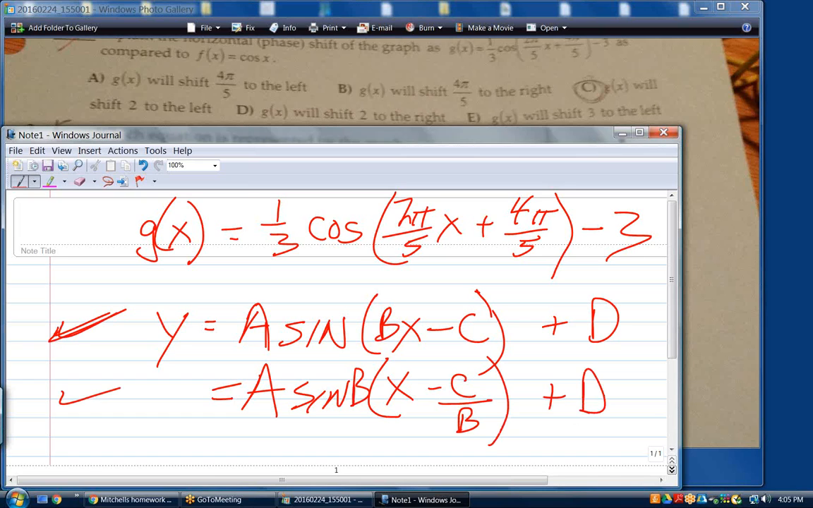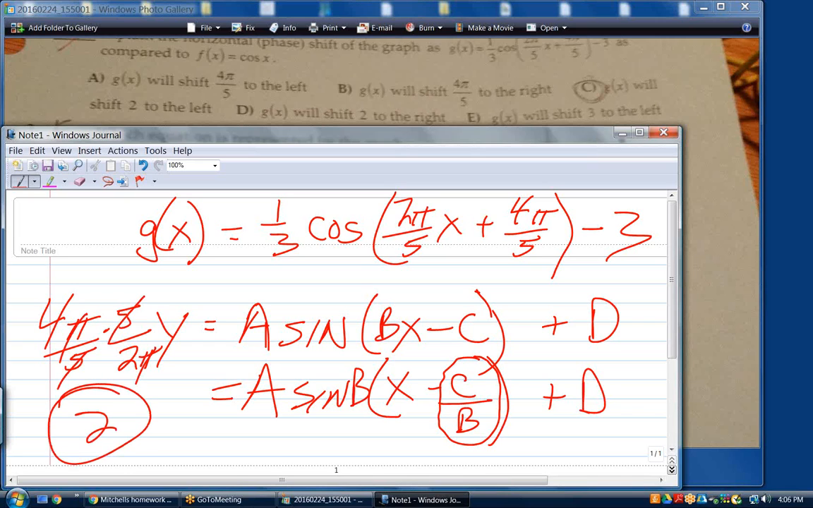Well, once you have the b outside the parentheses, what you have left is the phase shift. That is the phase shift. So in this case, the phase shift is going to be 4 pi over 5 divided by 2 pi over 5. What's that? 4 pi over 5 divided by 2 pi over 5, or multiplied by 5 over 2 pi. Same thing. 2. So it'd just be 2. 2 to the right. Okay. Yeah, I screwed up on that negative.